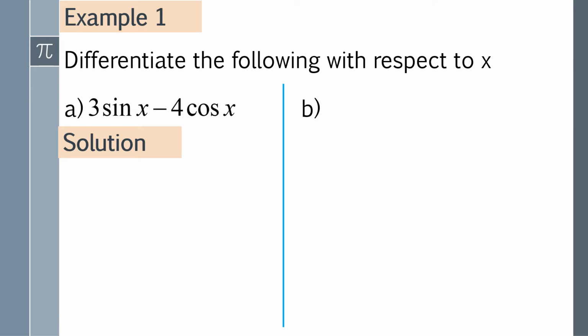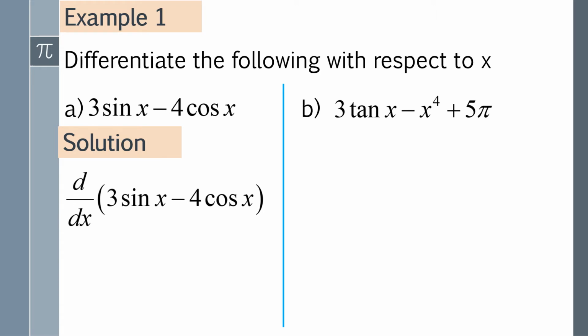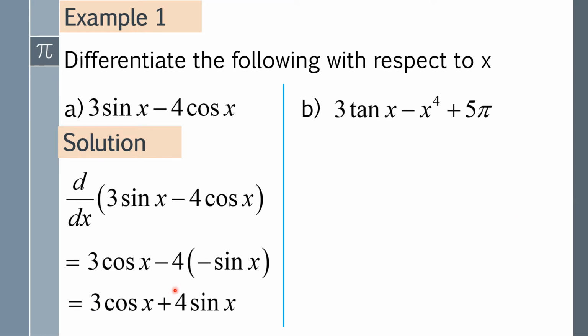Example 1. Differentiate the following with respect to x. A, 3 sin x minus 4 cos x. B, 3 tangent x minus x to the power of 4 plus 5 pi. Then the solution is d/dx of 3 sin x minus 4 cos x. If we differentiate sin, we get cos x. And then if we differentiate cos x, we get negative sin x. 3 and 4 are constants. Then if we simplify, we have 3 cos x plus 4 sin x.